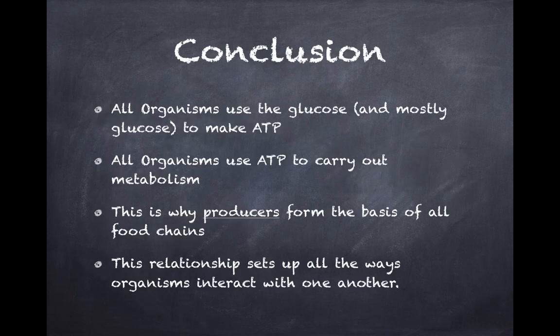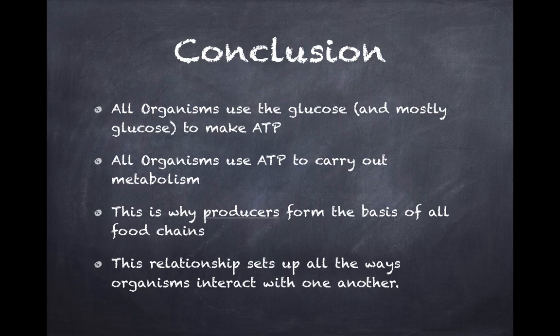So in conclusion, all organisms use the glucose, and mostly only glucose, to make ATP. So all organisms use ATP to carry out metabolism. The metabolism in plants might be a little different than it is in animals. The metabolism in humans might be a little different than it is in other animals. But that metabolism is all powered by ATPs. And this is why producers are going to form the basis of all food chains.